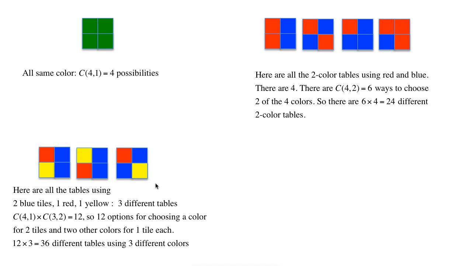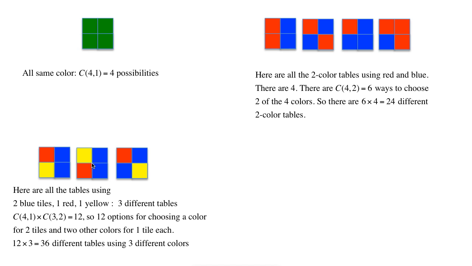So in this illustration, I'm using blue for the color where there will be 2 tiles, and red and yellow for the colors where there will be 1 tile. And if you give it careful thought, you'll realize that these are all the tables we can make using 2 blue tiles, 1 red tile, and 1 yellow tile.